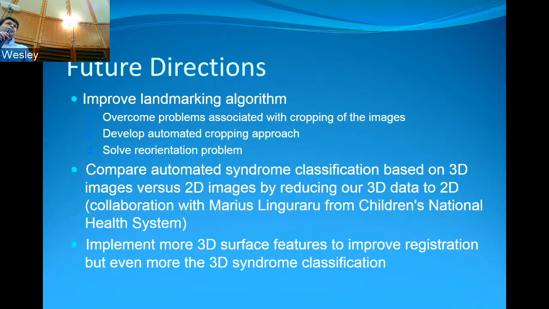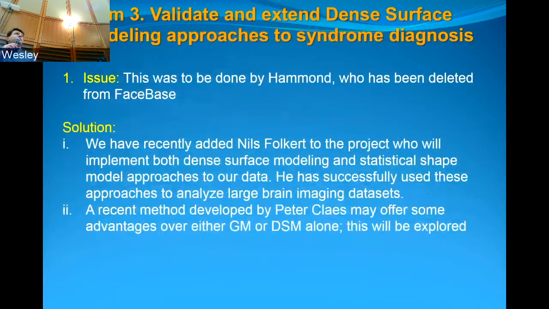This is a question that's often asked. It's of course much cheaper and easier to do 2D imaging. My sense is that 3D imaging will become cheap and easy enough in the future that this may no longer be a question. But we are comparing our data to 2D morphometric data to see how it performs. And we're also moving towards more quantifications that are directly derived from the 3D image data.